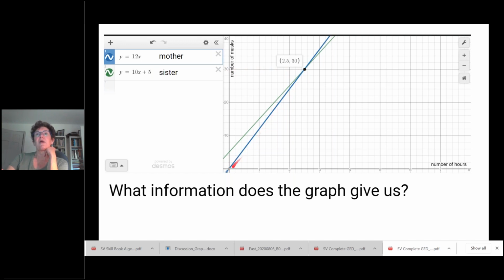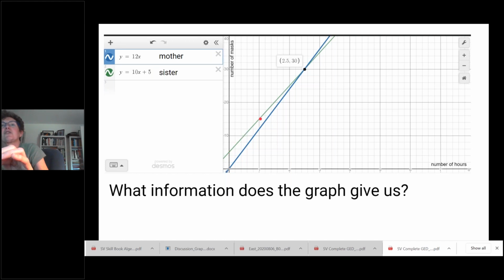So my mother at 2.5 hours making 12 masks an hour will have made 30 masks, and my sister making 10 masks an hour, having already started with 5, will also have made 30 masks. And we were looking at this like a race. When they first start, who's ahead? My sister. She has 5 masks already made.